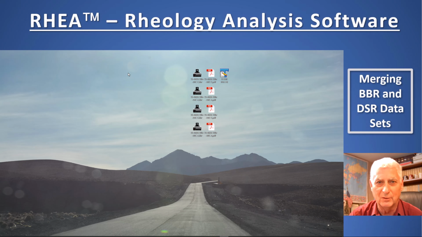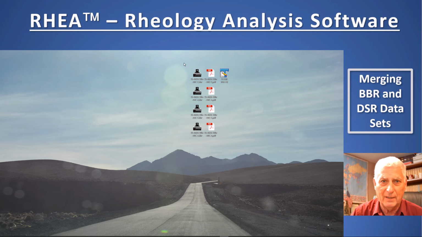Today, what I want to do is to show you how we take a data set from the bending beam rheometer and merge it with the data from a dynamic shear rheometer. This is something we do routinely to accurately get good information on the high stiffness part of the master curve. So I'm going to show you a couple of ways of doing this. And in doing this, I'm going to explain the files and how we process those files.